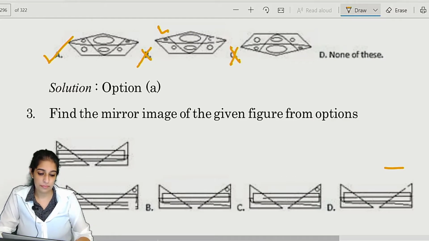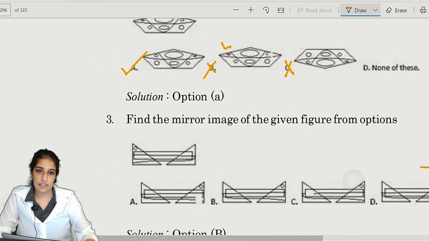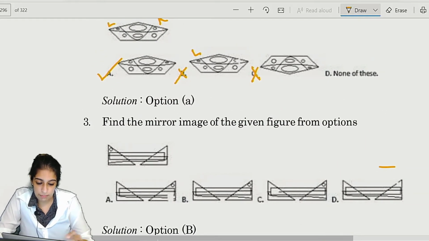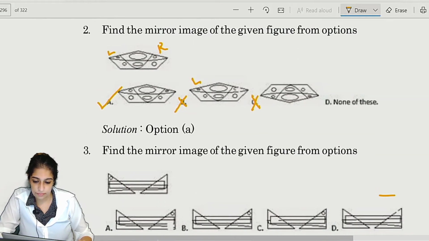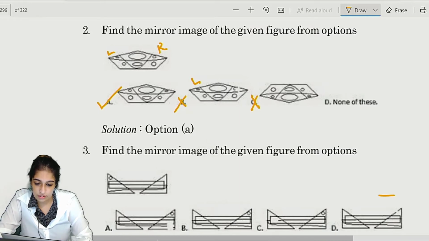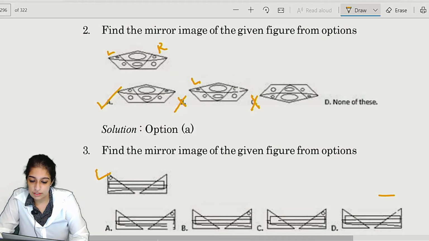Okay, now let's see over here. Find the mirror image from the given figure. Now there is a triangle over here. This is my left hand side and this is my right hand side.